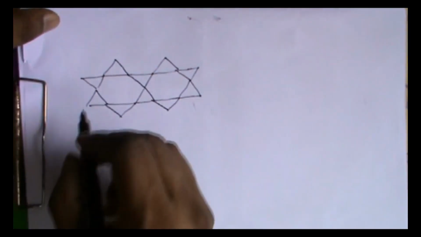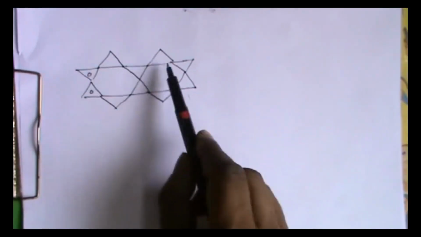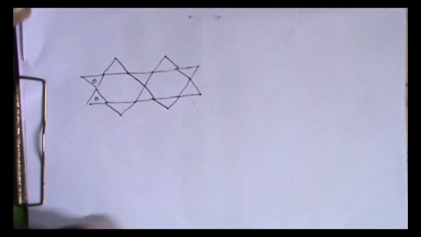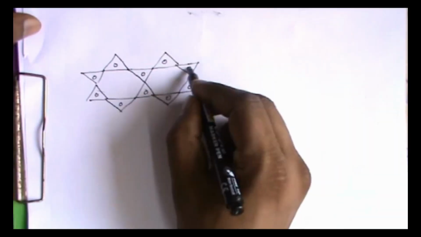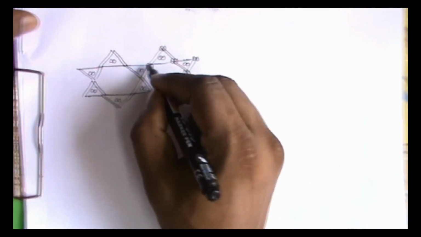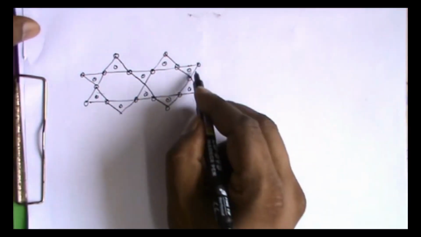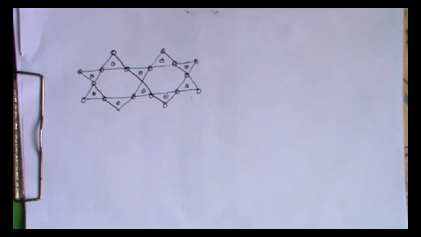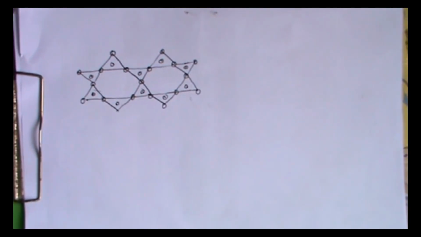Let us consider a double chain like this. This part, the upper one, will form one chain, and the lower one will form another chain. Each triangle represents the tetrahedral silicon unit. What will be the repeating unit in this case? Here I have two different types of tetrahedral unit.